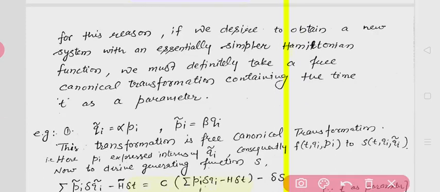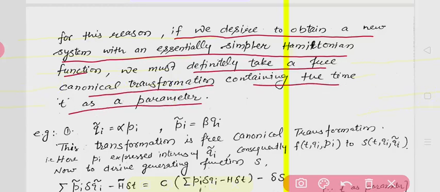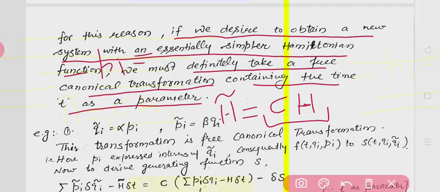So for this reason, if we desire to obtain a new system with an essentially simple Hamiltonian function, we must definitely take a free canonical transformation containing the time t as a parameter. Okay, so whenever we need a new function h tilde, which is a simpler function actually, what we have to do is not change h, but take t as a parameter, and that h gets multiplied by c, and we get the new Hamilton function, which will be h tilde, right. So that means what we defined in equation 13 double star are the free canonical transformations. And how did we define them? We expressed pi as a function of t, qi and qi tilde. Okay, using which we formed s.